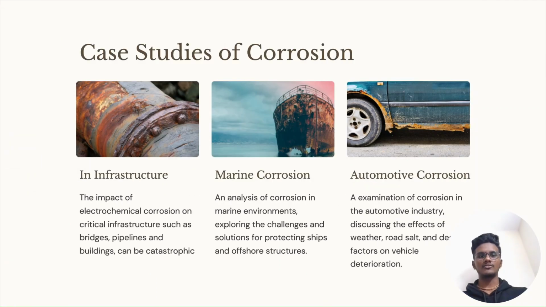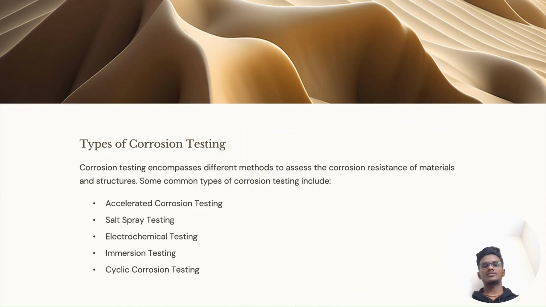Case studies of corrosion: infrastructure, marine corrosion, automotive corrosion. Types of corrosion testing. Corrosion testing encompasses different methods to assess the corrosion resistance of materials and structures. Some common types of corrosion testing include accelerated corrosion testing, salt spray testing, electrochemical testing, immersion testing, cyclic corrosion testing.